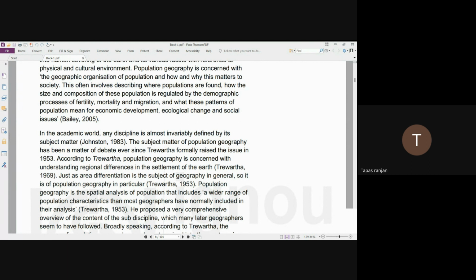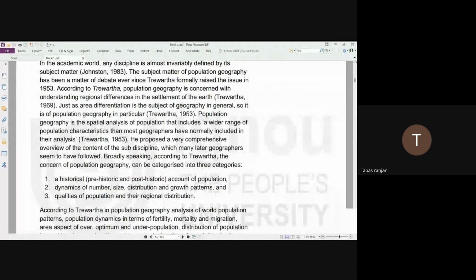Then the pattern of the population is basically dealing with economic development, different ecological changes, and social issues. What does that really mean, ecological changes and social issues? You have different social issues in our day to day life. So social life is also studied under population geography, and different definitions have been given by Trewartha, then J.I. Clarke.